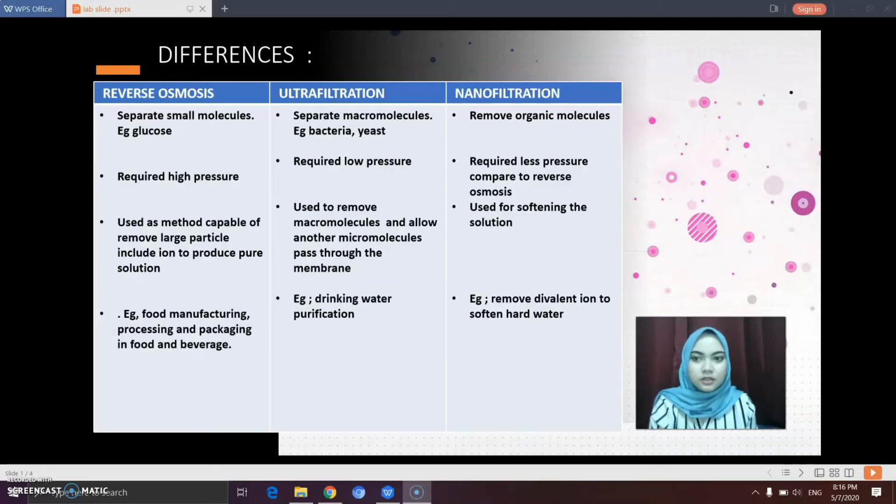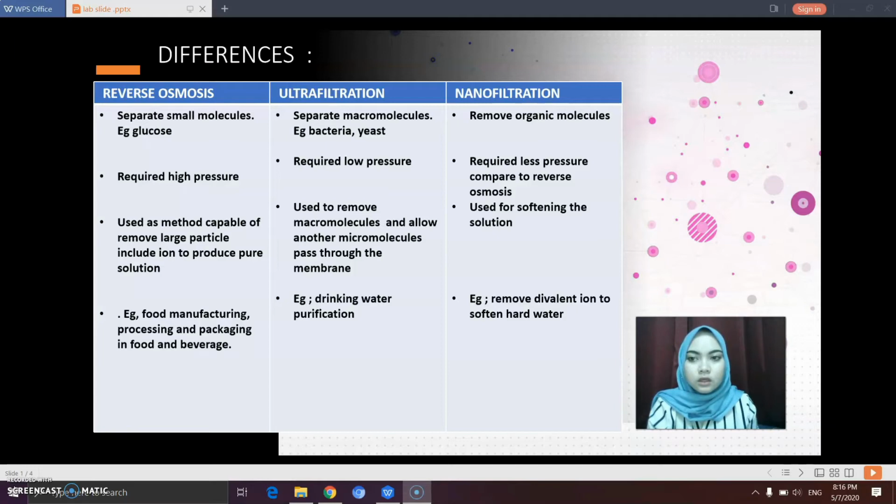These are the differences between reverse osmosis, ultrafiltration, and nanofiltration. The first thing we can say is the separated molecule. Reverse osmosis separates small molecules, for example glucose. Ultrafiltration separates macromolecules such as bacteria and yeast, and the last one, nanofiltration, removes organic molecules. Second, in the aspect of pressure required, reverse osmosis requires high pressure and is used as a method capable of removing large particles.